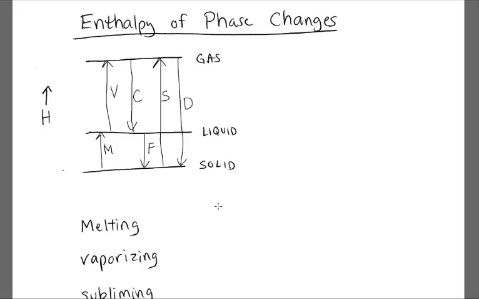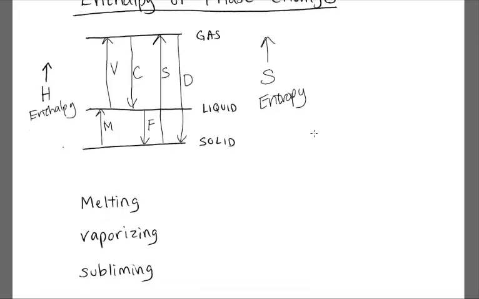All right, so we can look down, and we can also remember that not only is enthalpy increasing as you go from solid to liquid to gas, but also entropy is increasing. Okay, so enthalpy, which is heat, and entropy, which is disorder, both increase going up in that diagram.